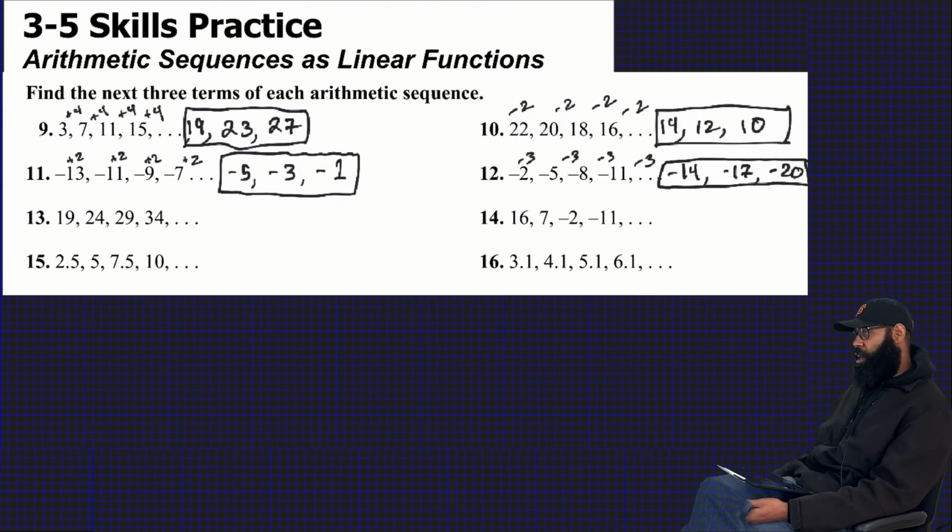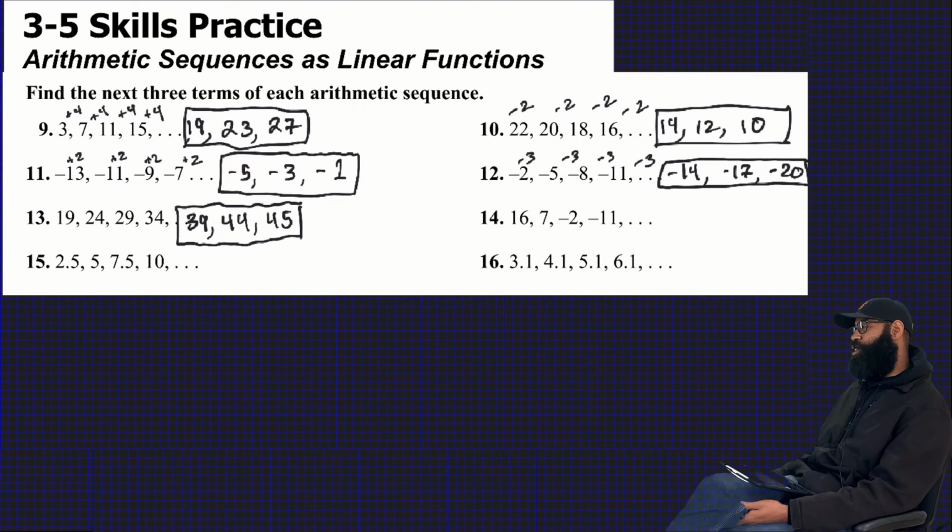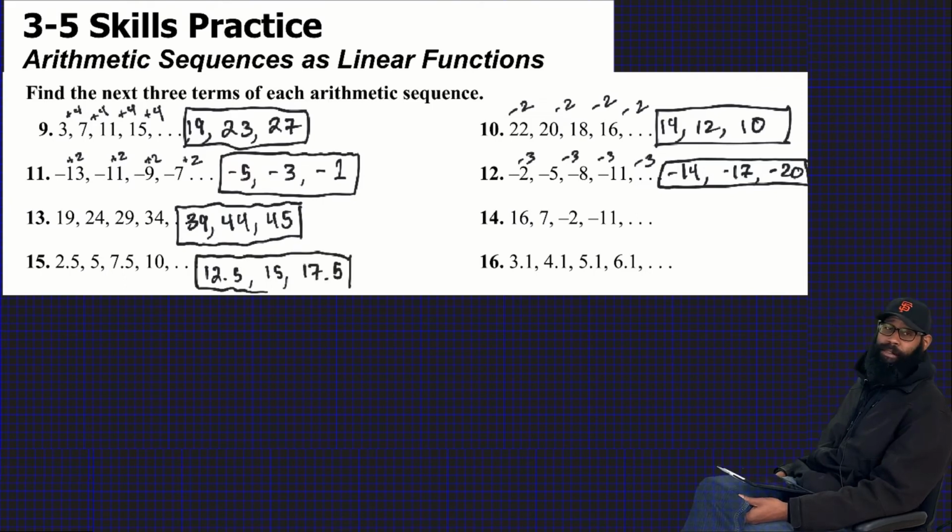Number 13, looks like 5. It looks like I got tired of putting little operations. So 39, 44, 45. I don't know, that ain't right. That's what I get for not putting it right. Because how do I go from 39 to 44 to 45? Definitely do not do that. Do it right.